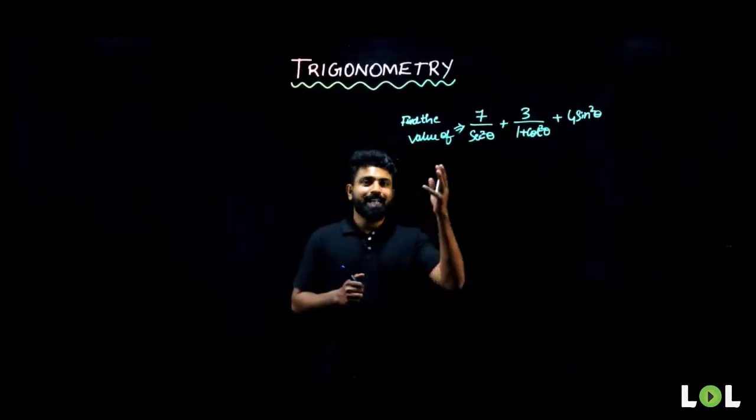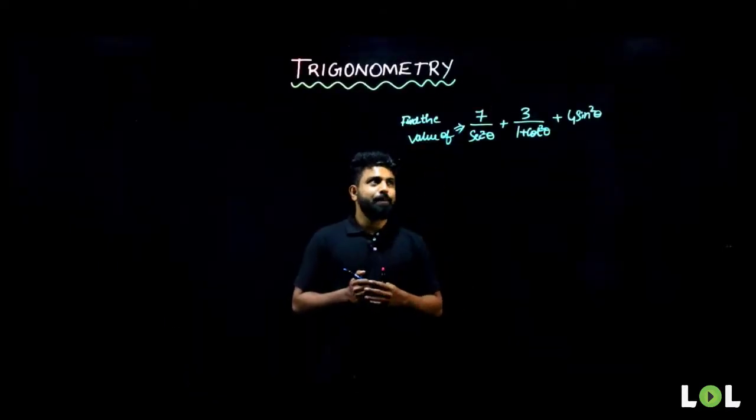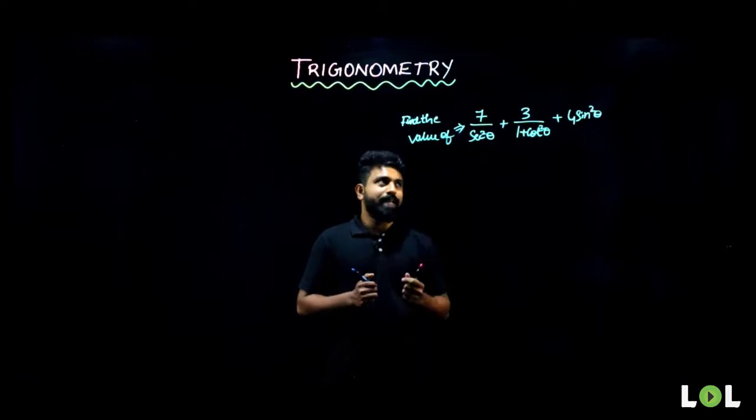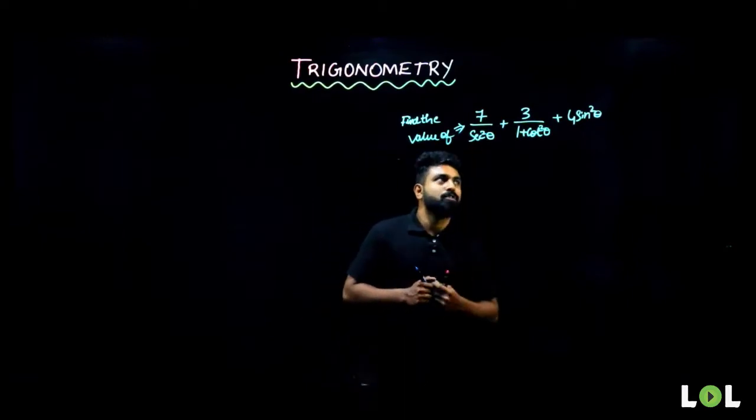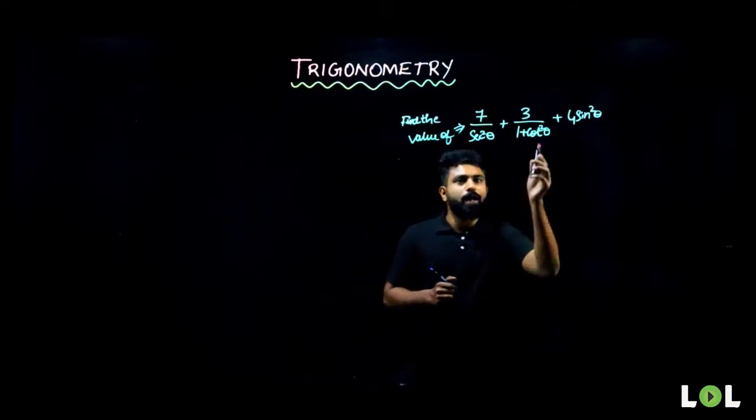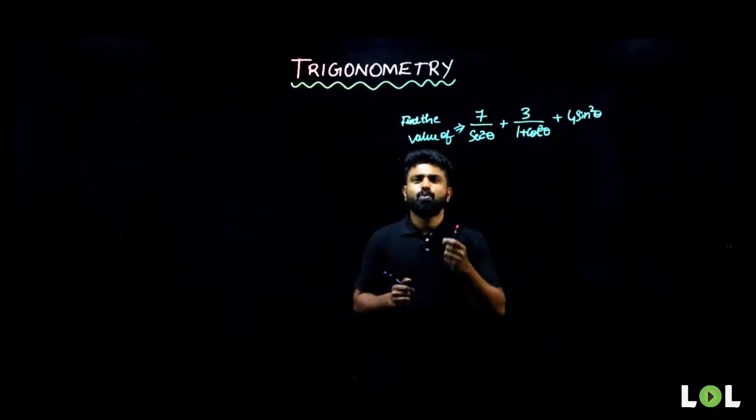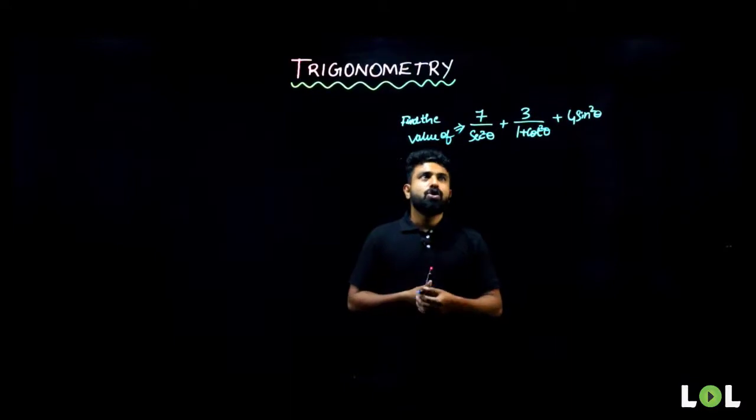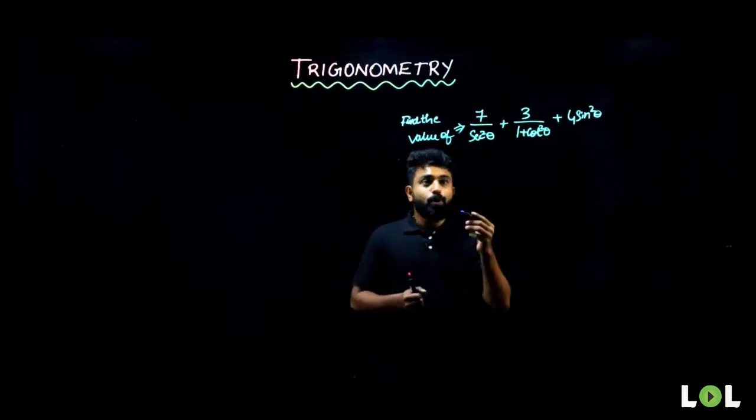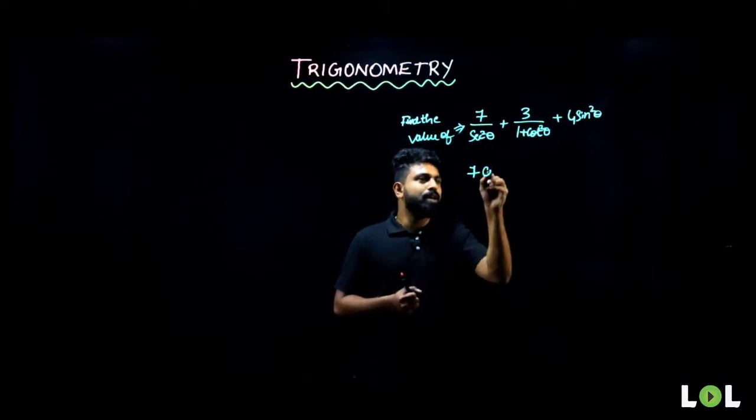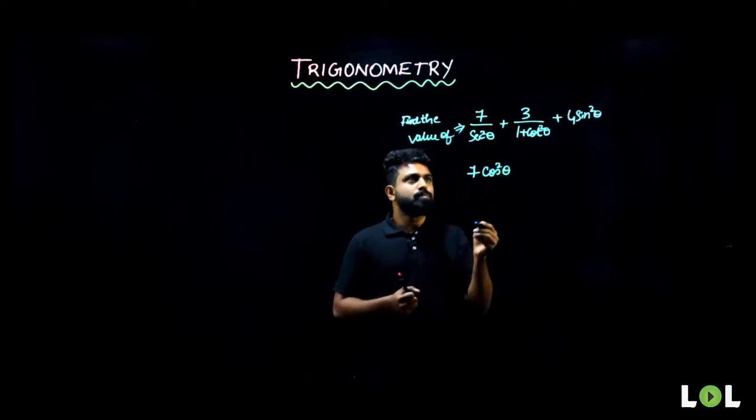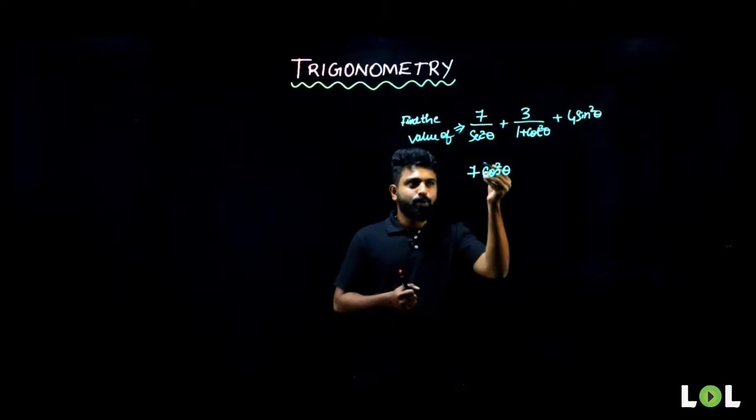Now let us look at our next type of questions. What does it say? 7 by secant square theta plus 3 divided by 1 plus cot square theta plus 4 sin square theta. We need to find the value of this. How to solve this? This is a very simple problem. So now, what is 1 by secant square theta? We all know 1 by secant square theta is nothing but cos square theta.